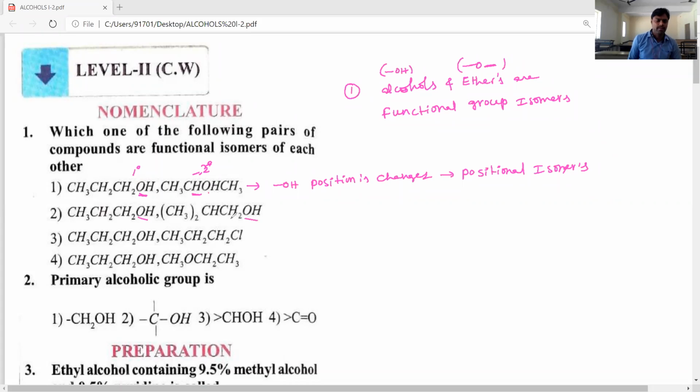Now let's see the second one. This is also one kind of primary alcohol only. Next, this is an alcohol with OH and Cl. Those are not isomers, because both molecular formulas are different.